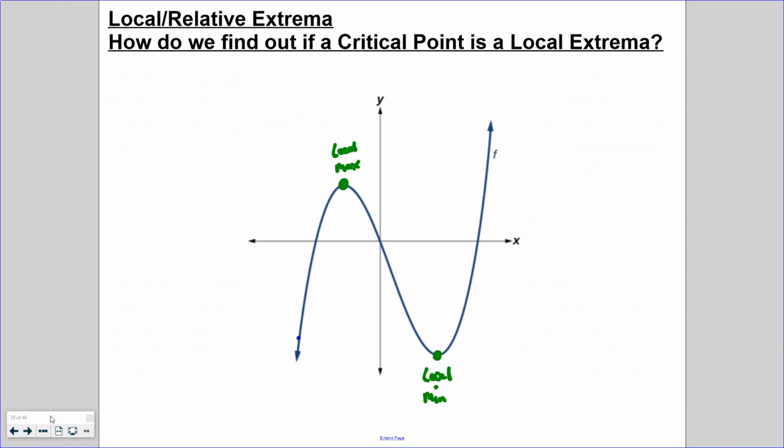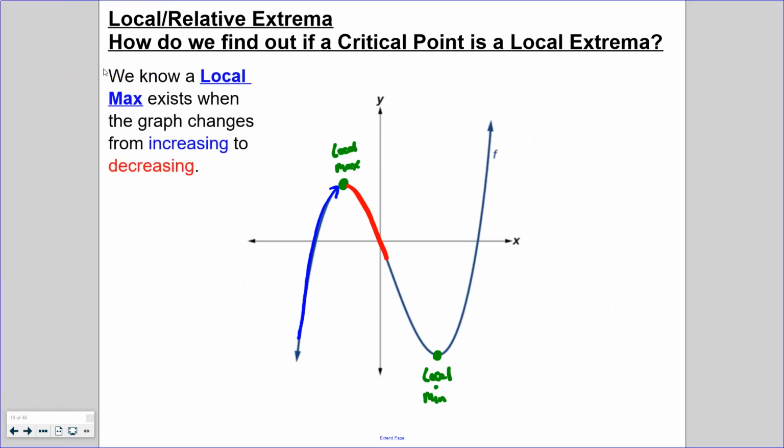Well, if we look here, we can see that as we approach the peak, our function has an increasing slope. And then when we go away from the peak, our function has a decreasing slope. So therefore, we can say that we know the local max exists when the graph changes from increasing to decreasing, which makes sense. Hopefully you had already learned that at some point in your pre-calculus career.